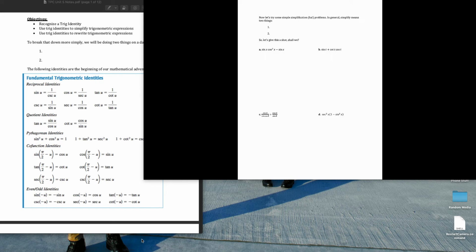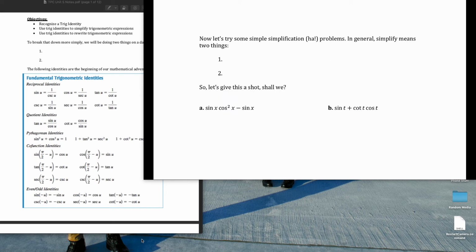And on the next page, we're going to try some simplification. Yes, that's even hard to say. In general, when we're simplifying, that means to reduce the number of terms. And also, we're going to work hard to get rid of any fractions.